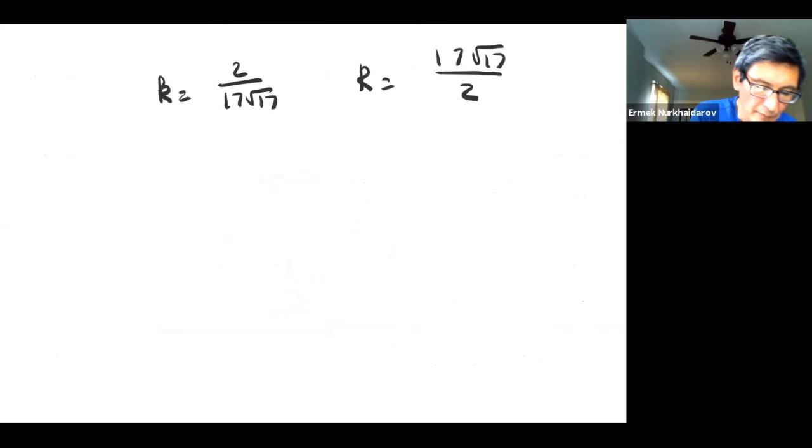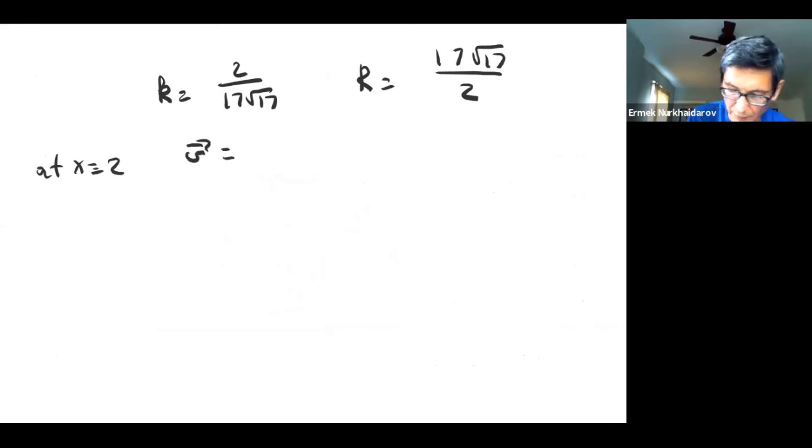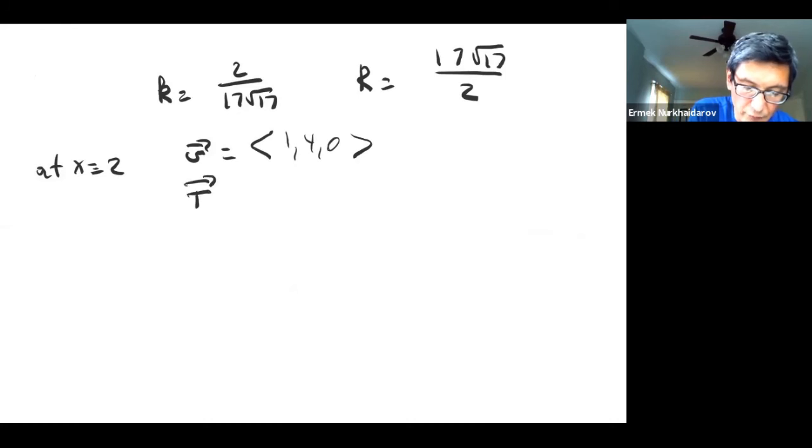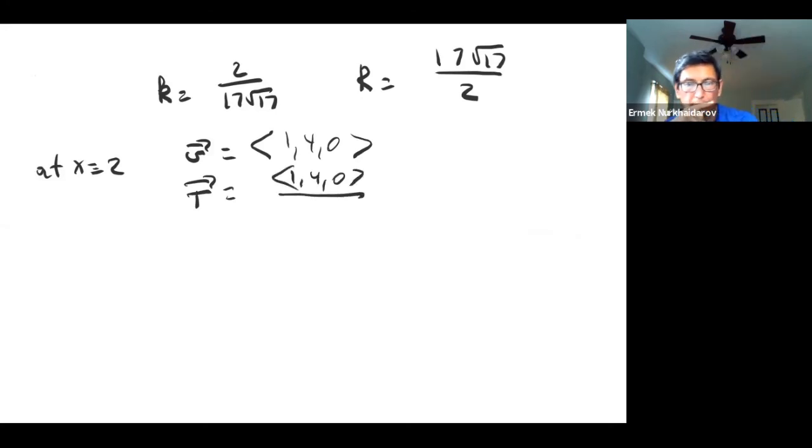Now, at x equals 2, it should not be too difficult to find the unit tangent vector. It's 1, 4, 0 over the square root of 17, because we actually already found the speed.